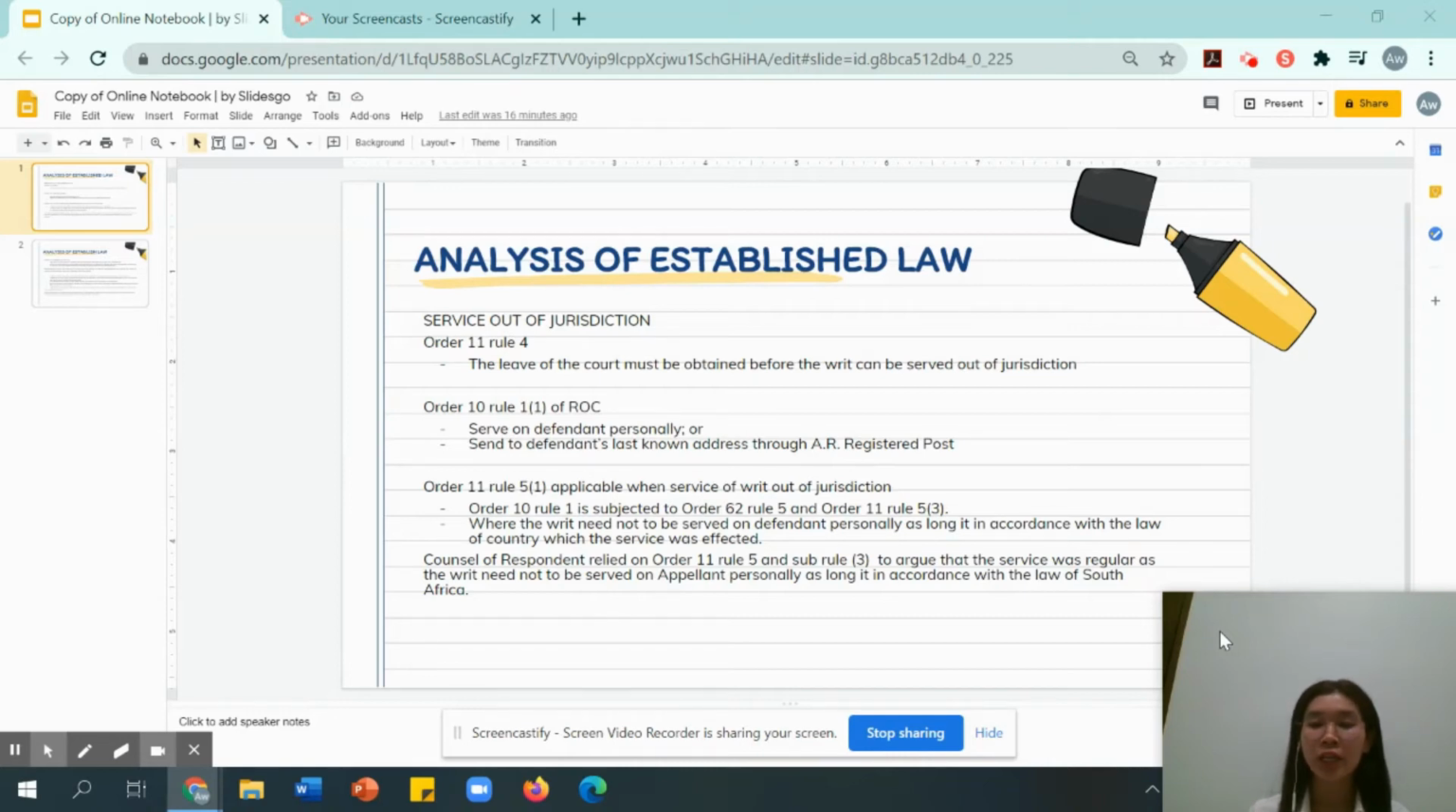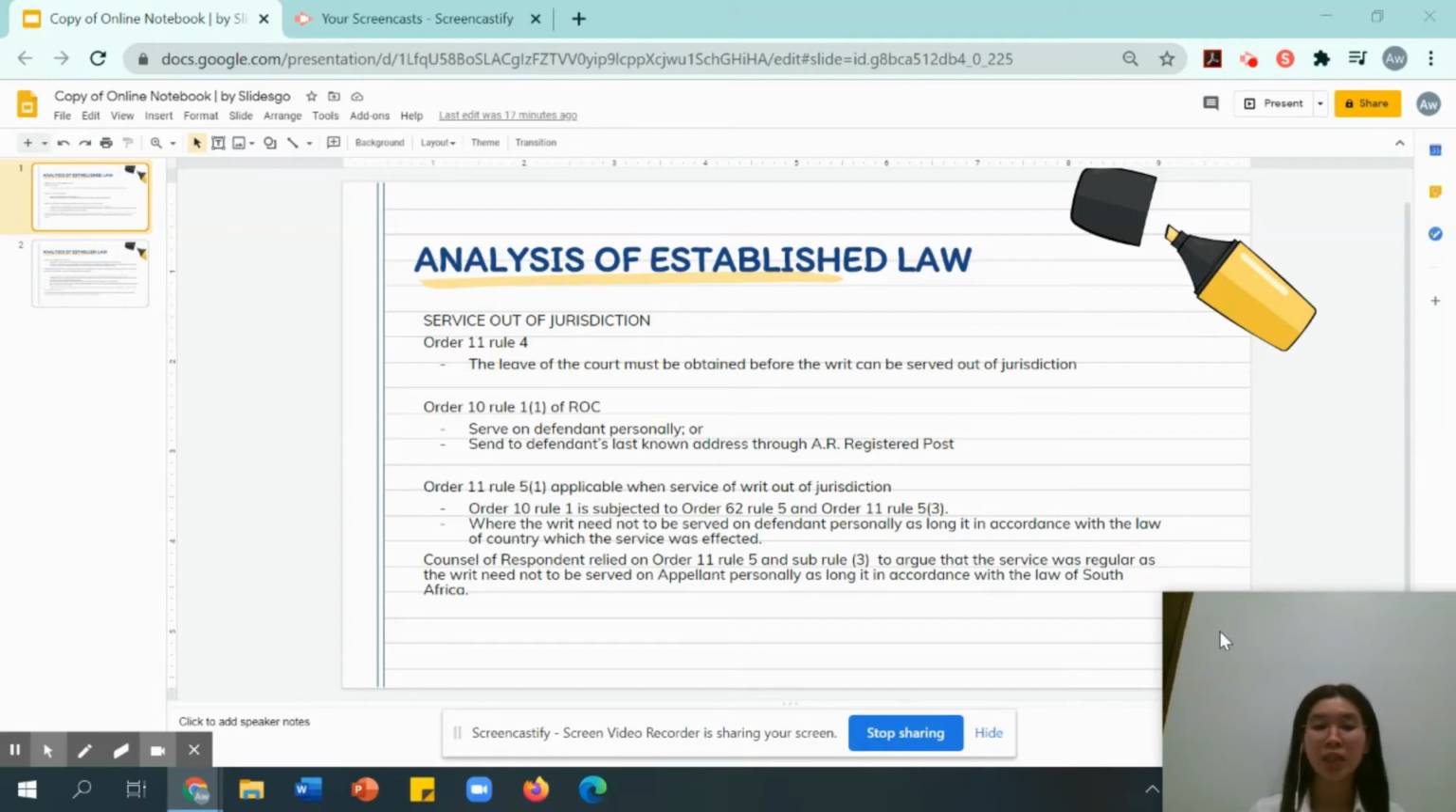In Malaysia, there are two modes of service of the writ. First is to serve on the defendant personally, or second, to send to the defendant's last known address through AR registered post. It was clearly stipulated under Order 10, Rule 1, Sub-Rule 1. So Order 11 regulates the service out of jurisdiction. Order 11, Rule 5, Sub-Rule 1 is applicable when the service of the writ is out of jurisdiction.